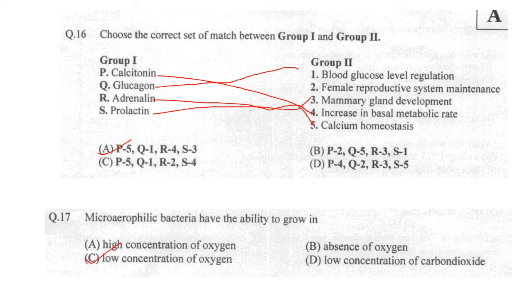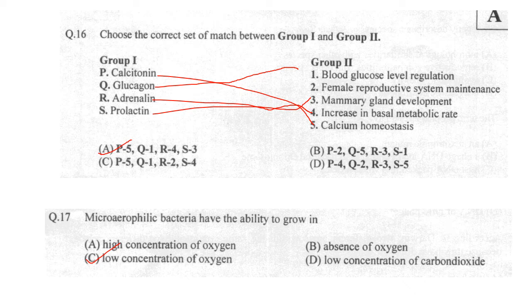Choose the correct set of match between group 1 and group 2. Calcitonin, glucagon, adrenaline, prolactin. Group 2: 1, blood glucose level regulation; 2, female reproductive system maintenance; 3, mammary gland development; 4, increase in basal metabolic rate; 5, calcium homeostasis. So P must be 5, calcitonin is for calcium homeostasis in the body. Then glucagon, everybody knows it is blood glucose level regulation.